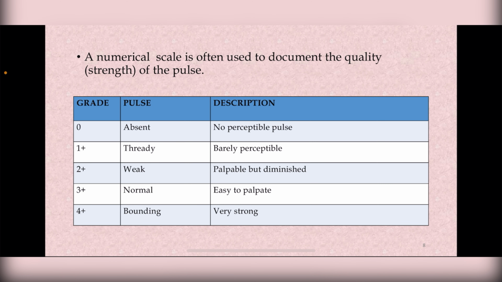Okay. A numerical scale is often used to document the quality. Quality means strength of pulse. Now there are different grades of pulse and their descriptions. Now 0 means absent pulse, no perceptible pulse. 1 plus is thready, barely perceptible. 2 plus is weak, palpable but diminished. 3 plus is normal, easy to palpate like healthy individuals. And 4 plus is bounding, very strong, as after running or any stressful work.